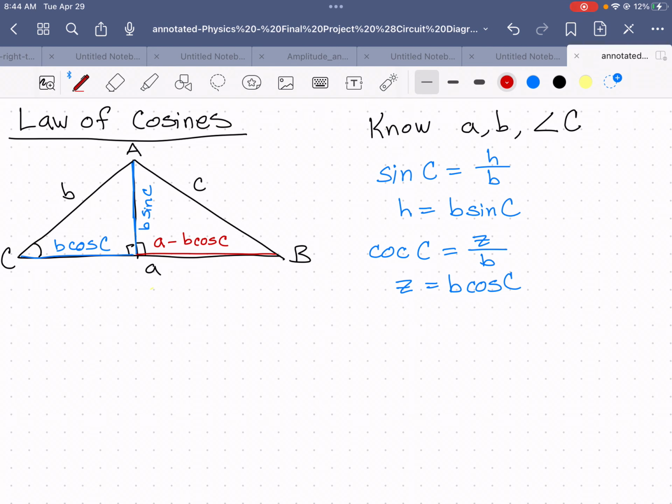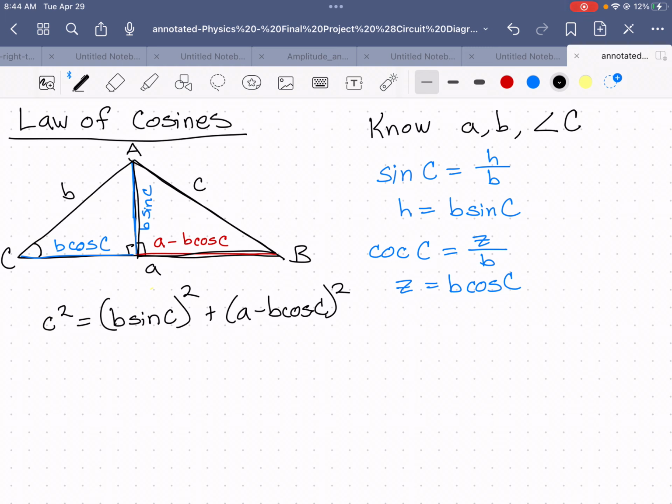Well, I'm going to move back to black. If I look at this triangle right here, I can say a squared plus b squared equals c squared, or in other words, not the same a, b, and c, but I can say those three sides squared equal each other. So I can say c squared is equal to that vertical one squared, so b sine of c squared, plus a minus b cosine of c squared, right? So now I have to do a bunch of algebra. So I'm going to work this out.